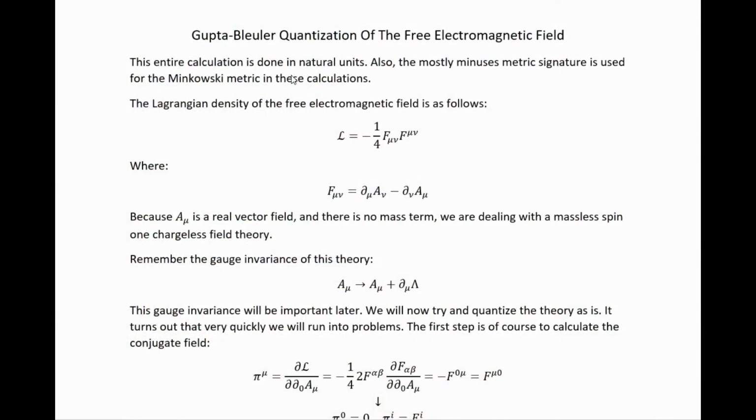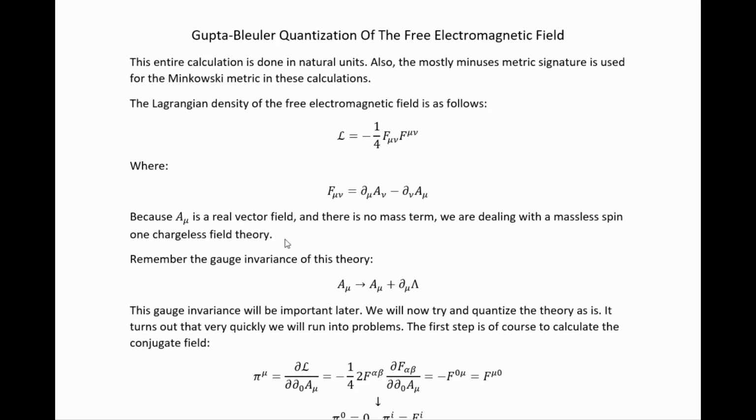This calculation is done in natural units. Also, the mostly minuses metric signature is used for the Minkowski metric in these calculations. The Lagrangian density of the free electromagnetic field is simply this, the Maxwell-Lagrangian density without an interaction term, where this is the formula for the field strength tensor in terms of the 4-vector potential.